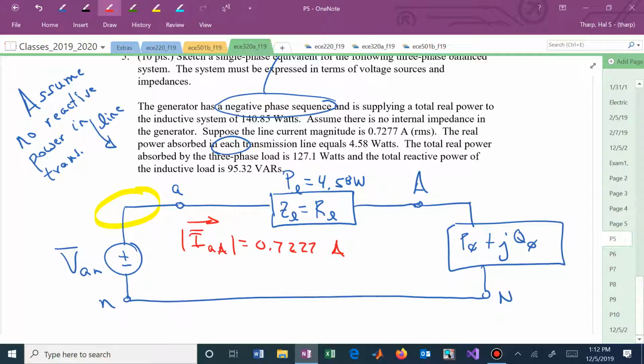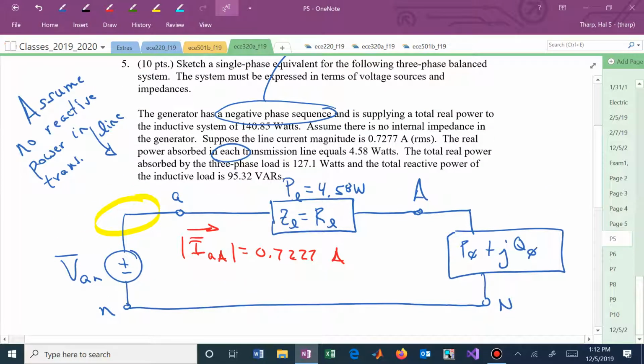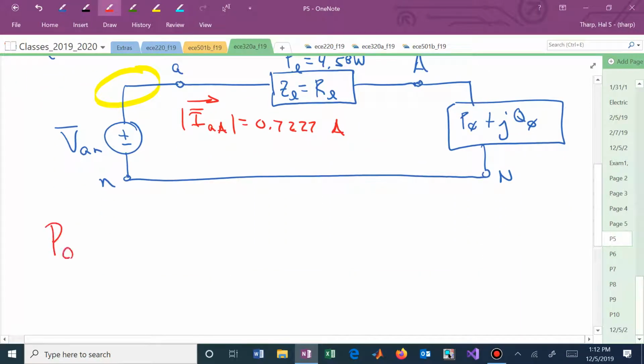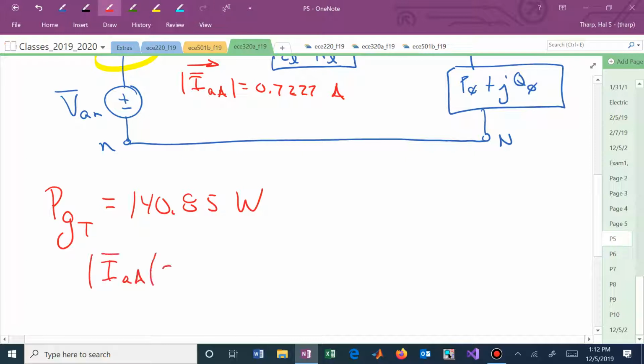And one of the first things that I was told was over here, and that again was a total real power of my generator. It was supplying to the entire system 141 watts. That's real power. I now know that P sub G total is 140.85 watts. Sometimes just writing these down starts helping you think, what do I really need to know? And this was in RMS, so I don't need to worry about these 1/2 factors floating around. My formulas were all assuming RMS units.